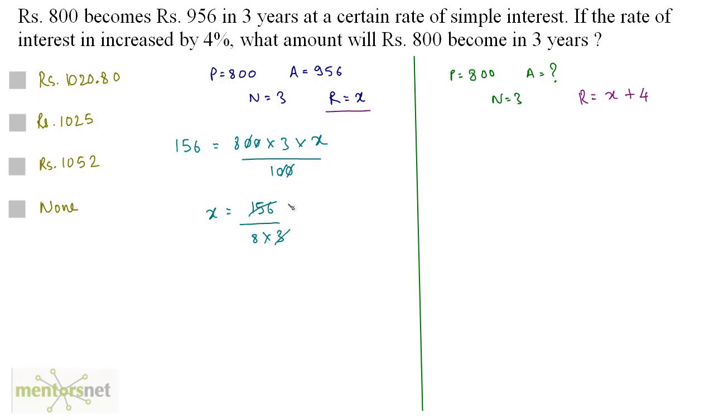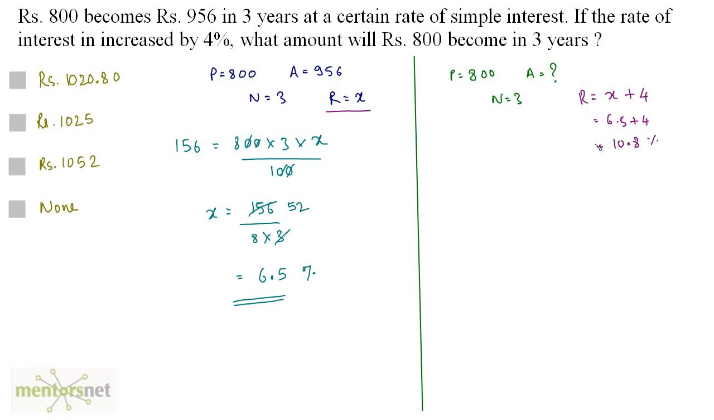3 times 5 is 15. 3 times 2 is 6. So 52 by 8, and that is 6.5%. So we have found out the rate of interest. So the new rate of interest will be equal to 6.5 plus 4, and that's 10.5%.